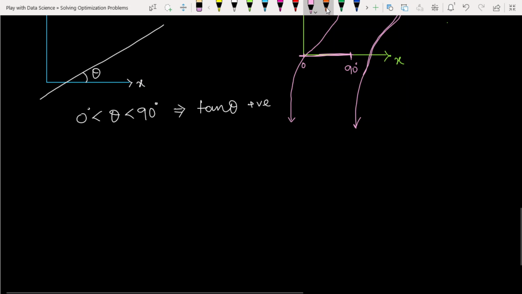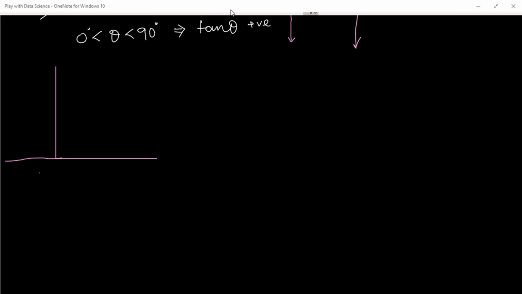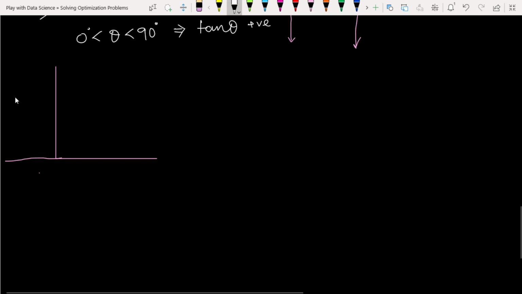Now let's take one graph to discuss this case one by one. Just see this graph. If we see this type of graph, and if we consider this point, then what will be the tangent value of this point?